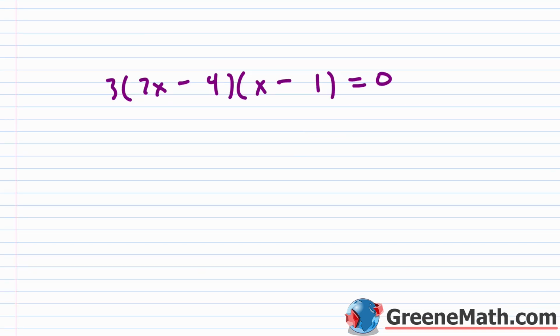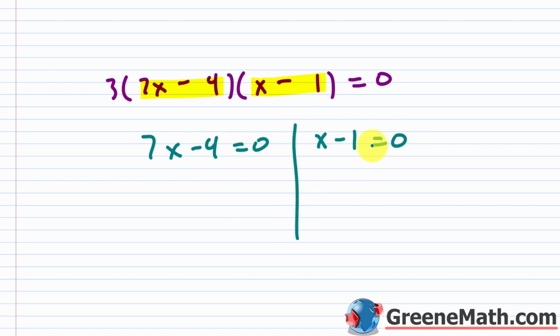And what you want to do is set each factor with a variable equal to 0 and solve the equation. Don't worry about the 3. It's unimportant in this case. You just take the 7x minus 4, set that equal to 0. Take your x minus 1, set that equal to 0. Obviously, if you add 1 to both sides here, x is equal to 1.